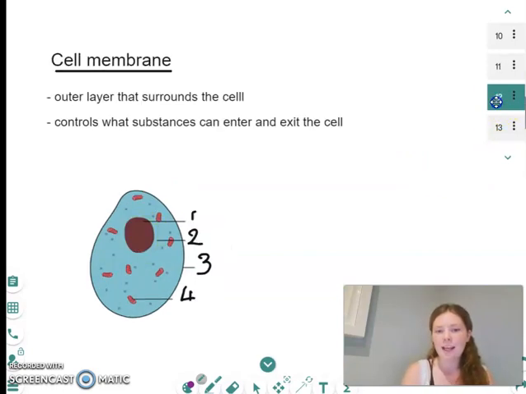Moving on to the next one, the cell membrane. This is the outer layer that surrounds the cell, and it controls what substances can enter and exit the cell. Like before, can you tell me which number would be the cell membrane? Great, well done. Number 3. That's all the way around the outside here. In our city analogy, you could think of it as a wall that surrounds the city and can decide what can come in and what can leave. On to the next component. You're doing so well, well done.